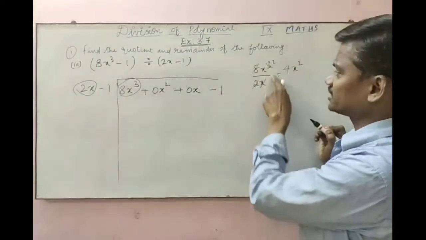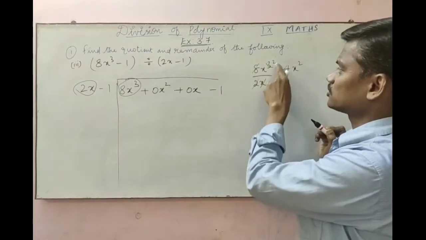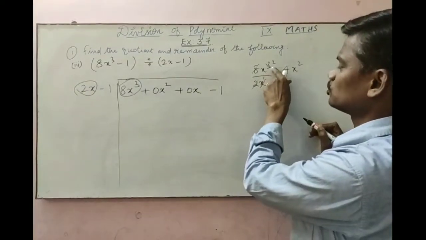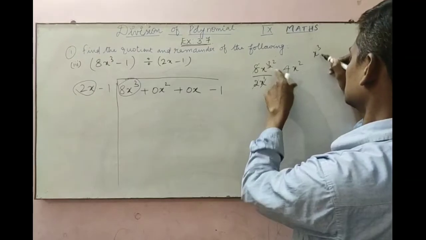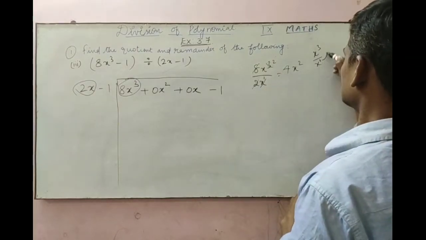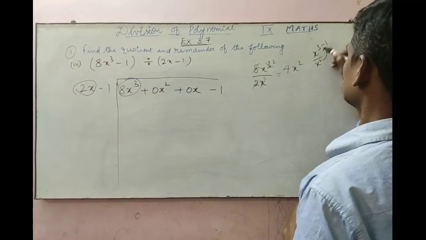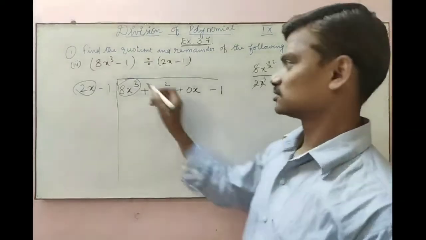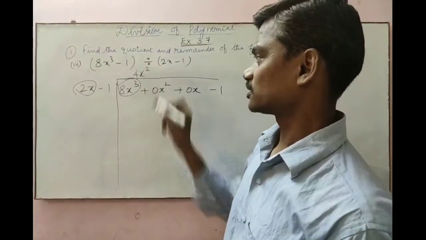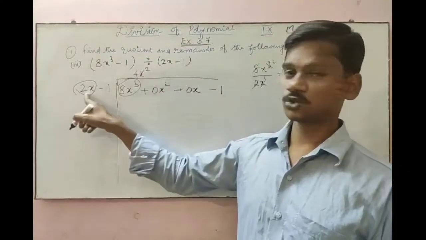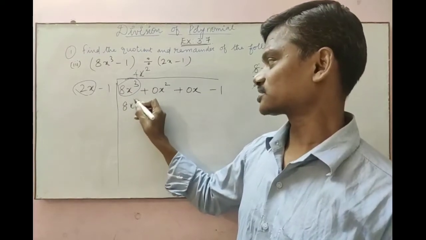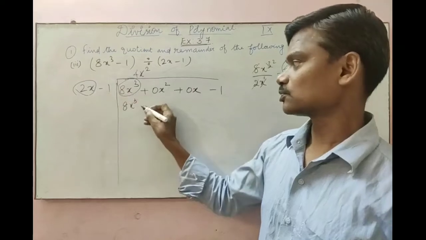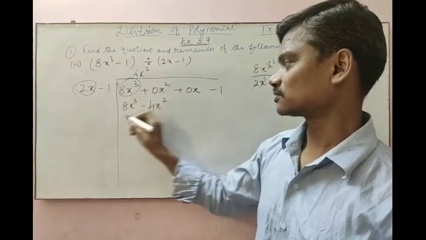When you are dividing the variables, you have to subtract the powers. Here the x has power 1. Here x cube, x power 3 divided by x. This power goes to the numerator and you have to subtract, you will get x square. So the answer is 4x square. 4x square into 2x gives 8x cube. 4x square into minus 1 gives minus 4x square.